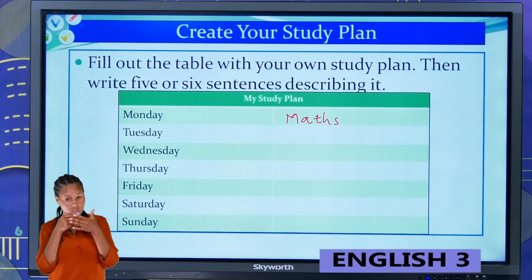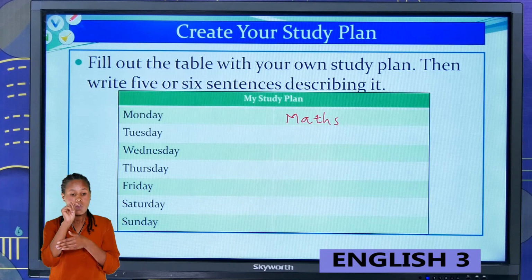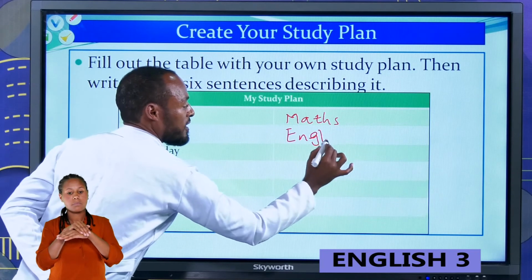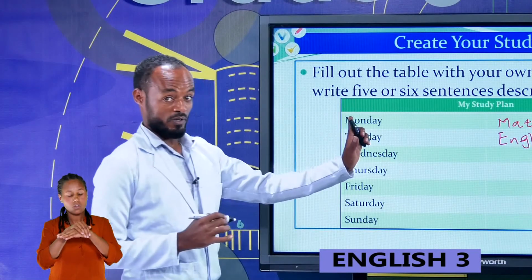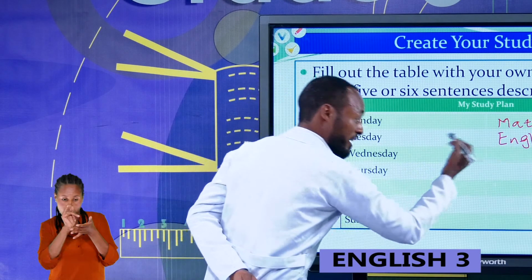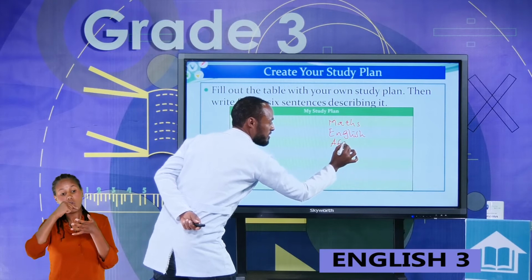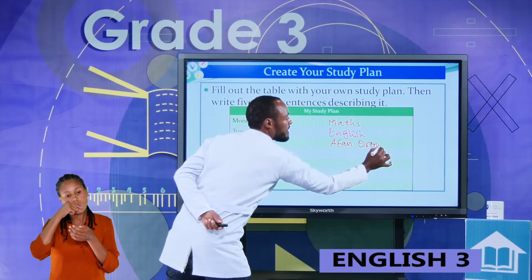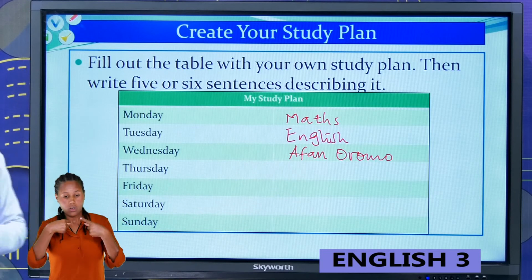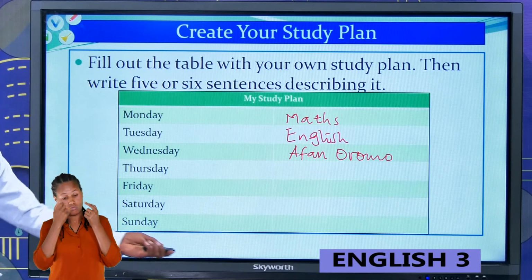Here, you can write like this. What about on Tuesday? On Tuesday, maybe you are going to read English. This is an example, by the way. You can write your own. What about Wednesday? Wednesday, maybe you can read Afaan Oromo. According to this one, try to fill the left one, please. I think it's clear. Bravo. Okay.